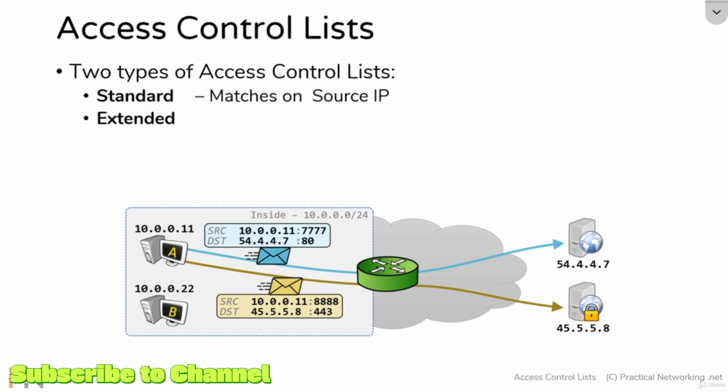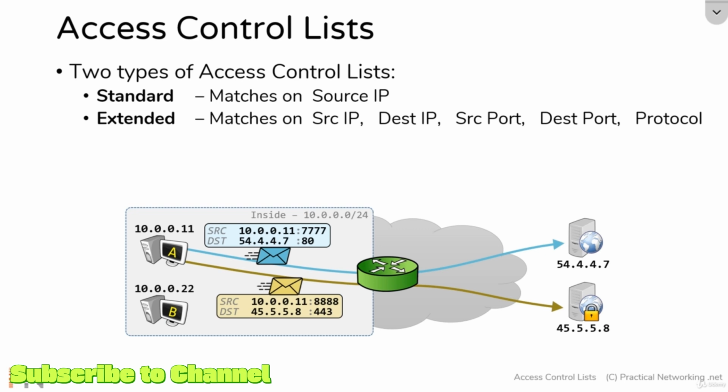That is why an extended access list exists. An extended access list allows you to filter on many more fields, 5 of them to be exact. The source IP address, just like a standard access list, but also the destination IP address, the source port, the destination port, and the protocol.